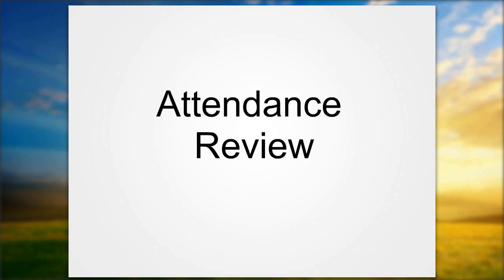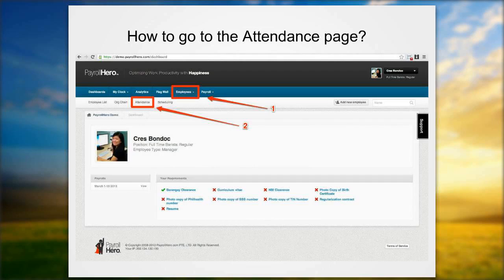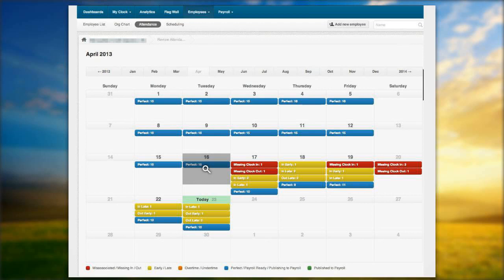So, the attendance review. Now that employees have started clocking in and clocking out, right? As an HR, you would want to see the attendance, to review the attendance of your employees if they're actually clocking in and clocking out correctly, right? So to go there, click on the Employees tab, and then click on the Attendance page. As you can see here, this is what the attendance page would look like.